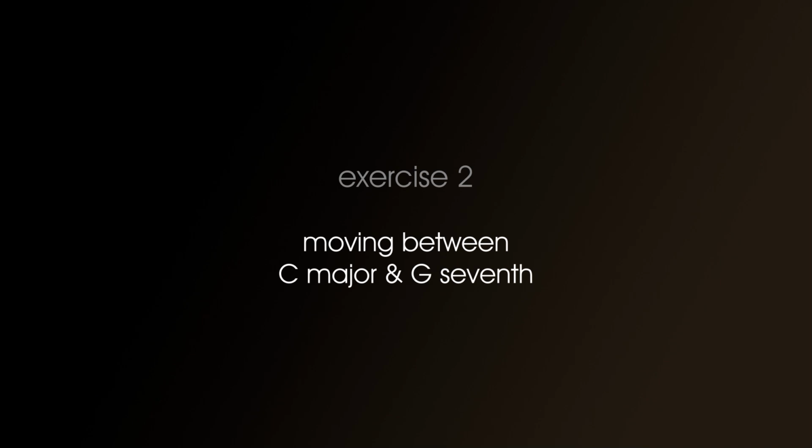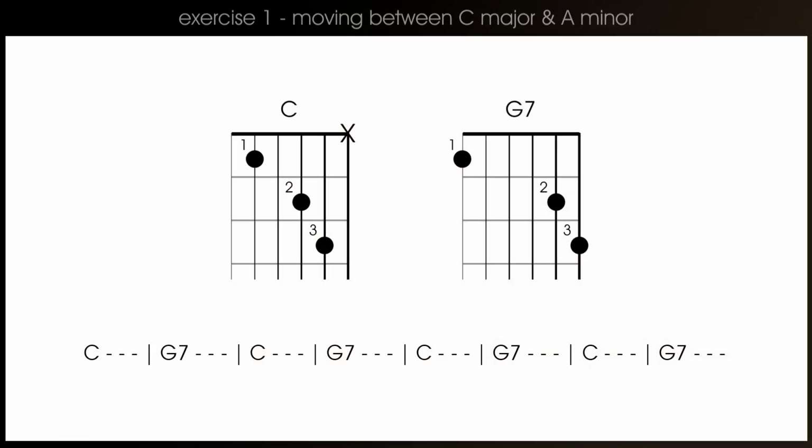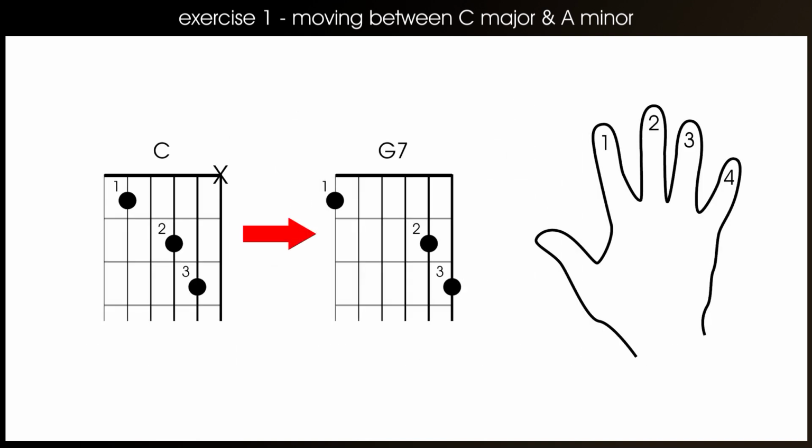Exercise 2. Moving between the C major and the G7th. This is another chord that will start from the C major position, but this time we have to move all 3 fingers. Hopefully though, you can see the similarities in the shape of the C major and the G7th.